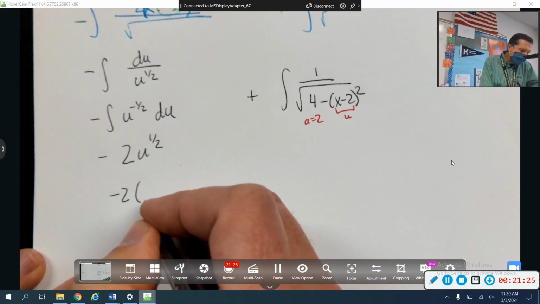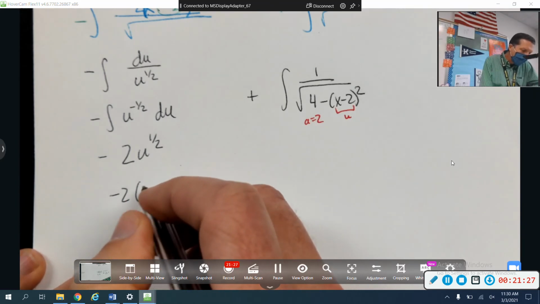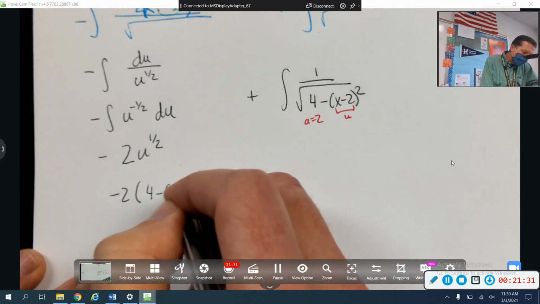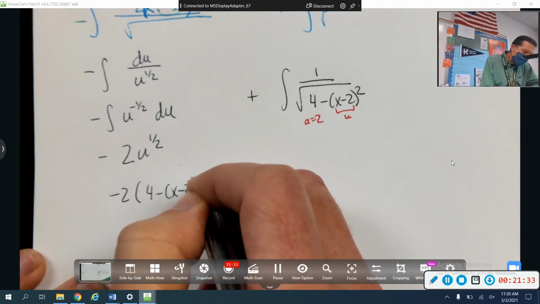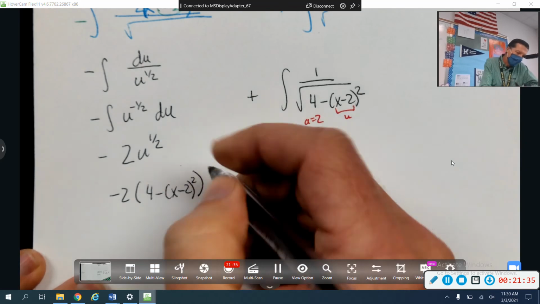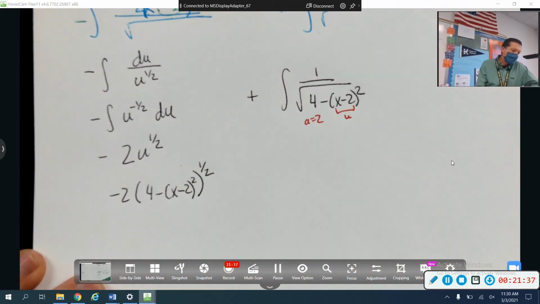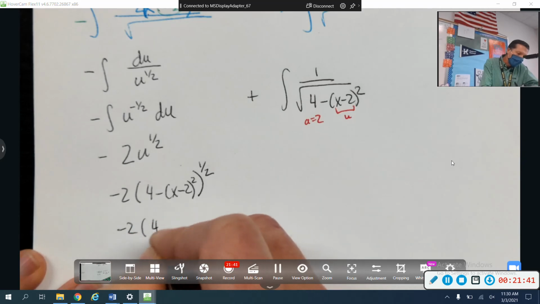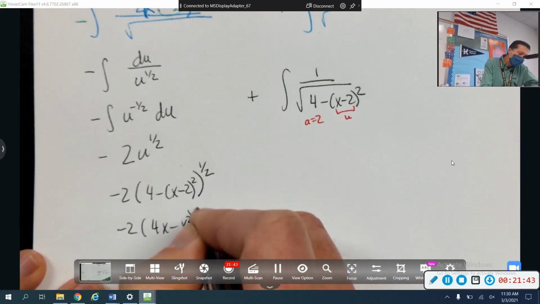So what was u? I got to go find u back up there somewhere. I've got it written down a couple places. I don't know that that's the easiest one to write down, but that's one formulation of u. If you'd written the other formulation of u, 4x minus x squared, that'd be okay as well.